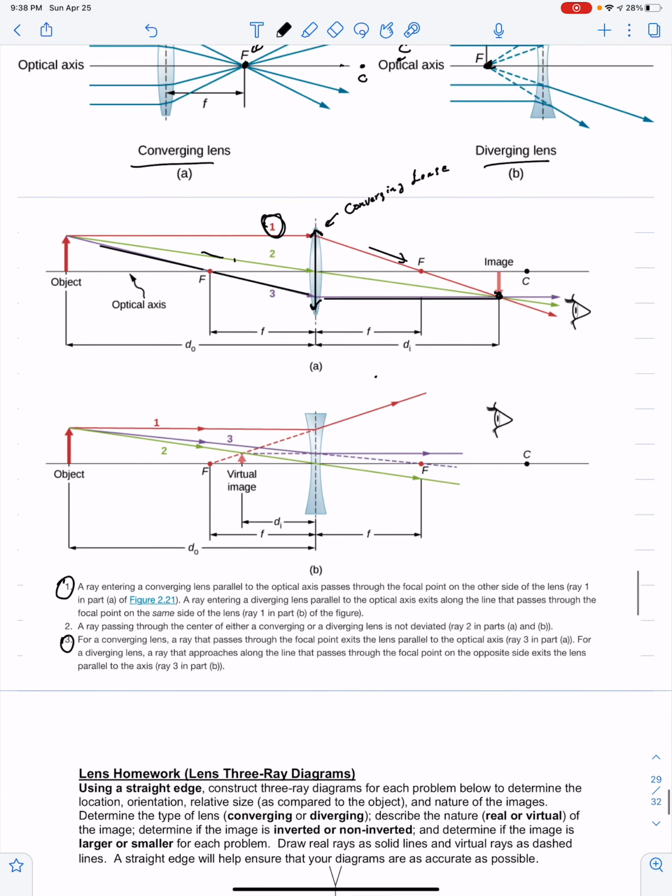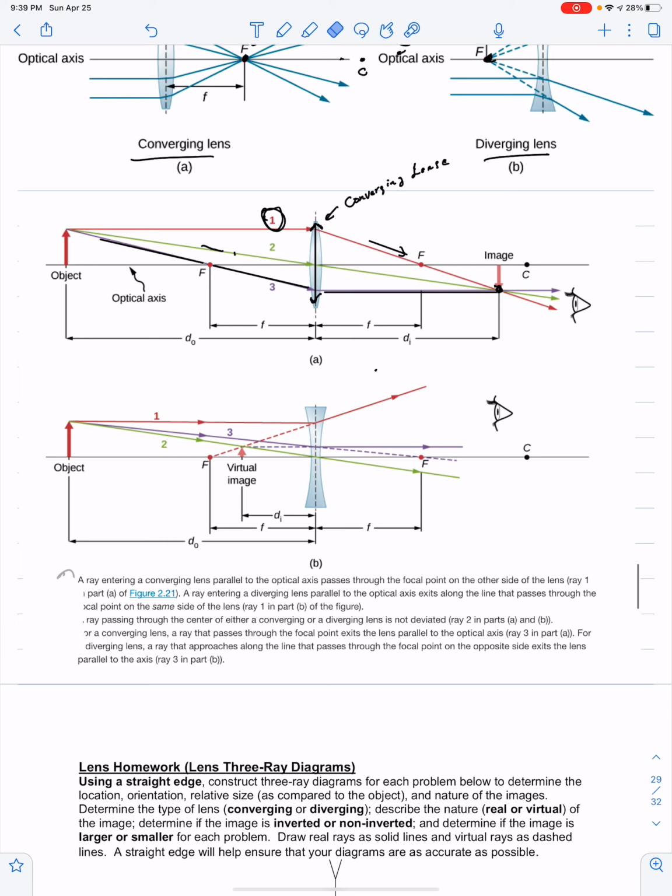Now for an actual diverging lens. The diverging lens is a little bit different, because in this one it's doing the parallel, but the focal point is nearest to the object. And then for the third one, the focal point is farthest away from the object. So that is the main difference between the converging lens and the divergent lens. The first ray for the converging lens always hits the farthest focal point, whereas the first ray for the divergent lens always hits the nearest focal point.